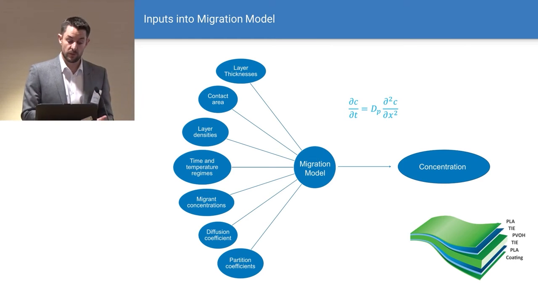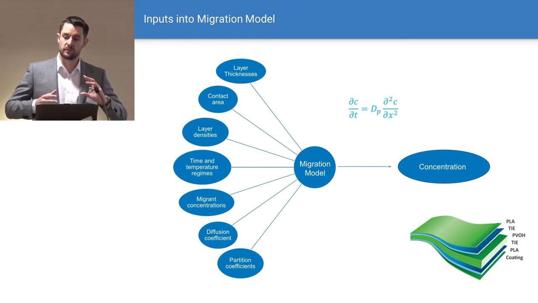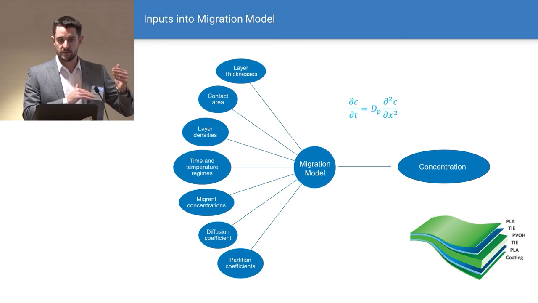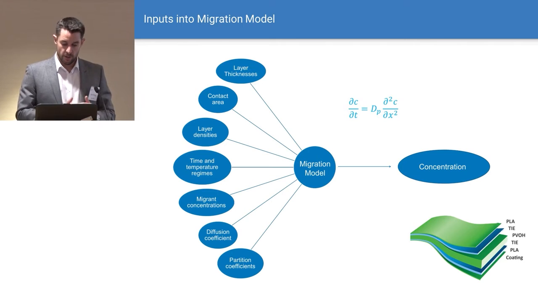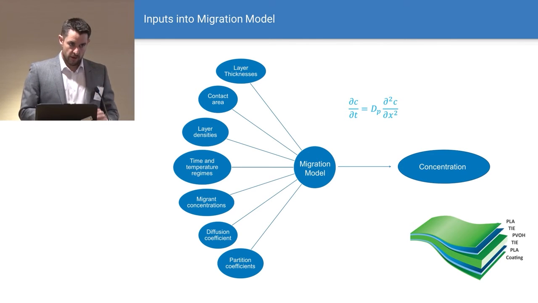And the other one that we need is the partition coefficient, which is the thermodynamic component that shows the relative likelihood or affinity a given material has for a substance when the two layers are in contact, and how easily a substance can jump from one layer to another. By far and away, the hardest thing to work out is the partition coefficient.